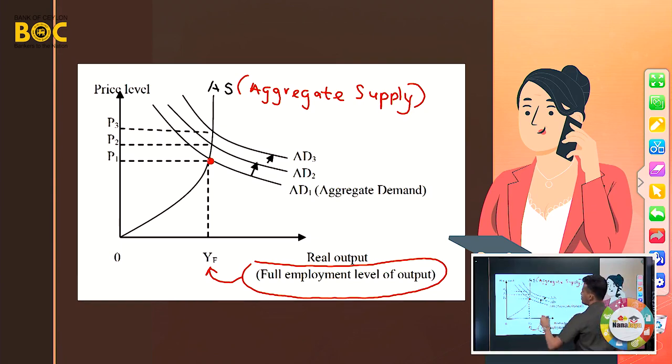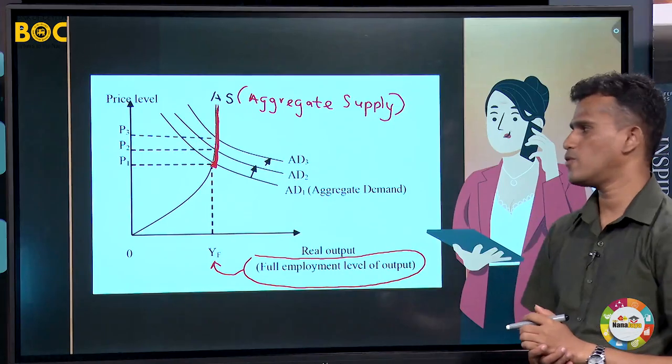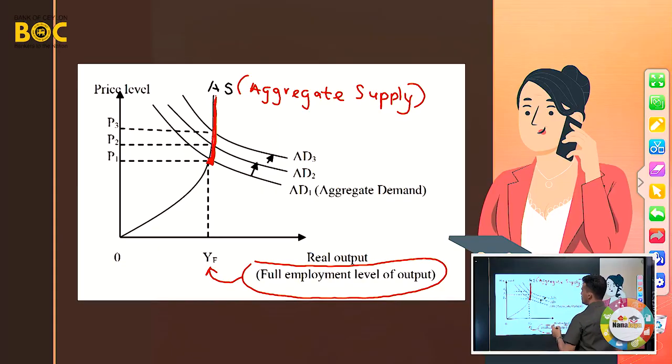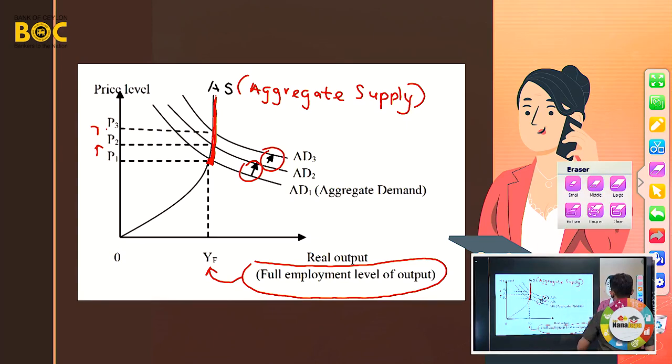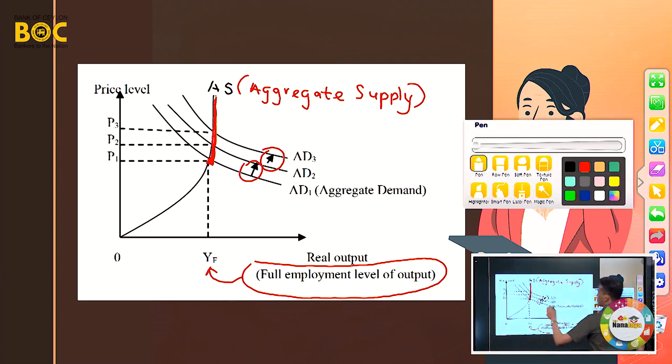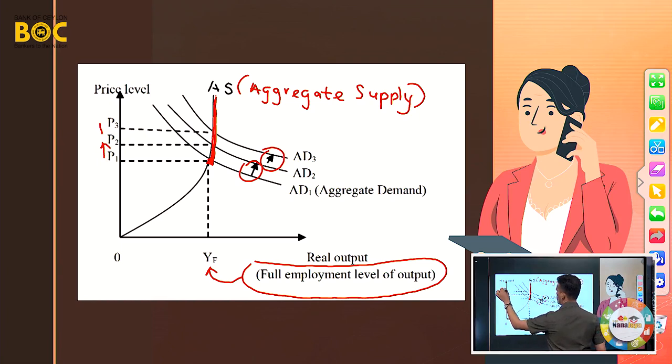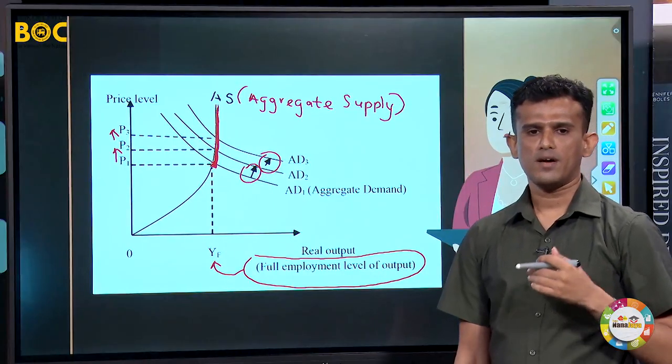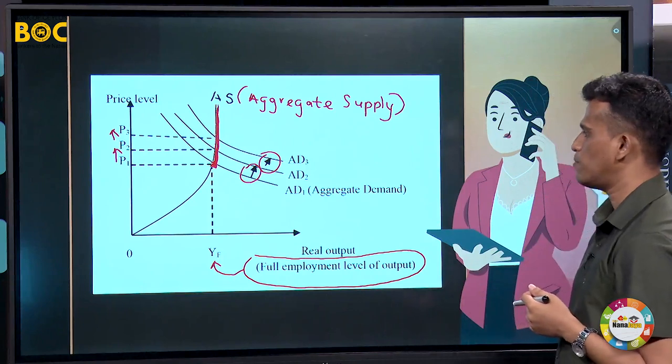But after achieving the full employment national income, the producers are not in a position of further increasing their level of production. So in such a situation, if the aggregate demand further increases, it leads the general price level to go up. So the price level increases from P1 to P2 and P2 to P3. Like this, the general price level increases if the aggregate demand further increases even after achieving the full employment national income.